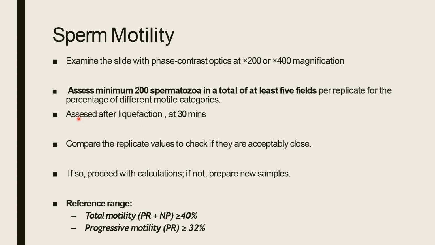And then we have to observe motility after liquefaction at 30 minutes. Then what is total motility? It is the progressive motile plus non-progressively motile or sluggish motile. The reference values that we have should be equal to or greater than 40%, and progressive motile out of these total should be at least 32% or greater than 32%.